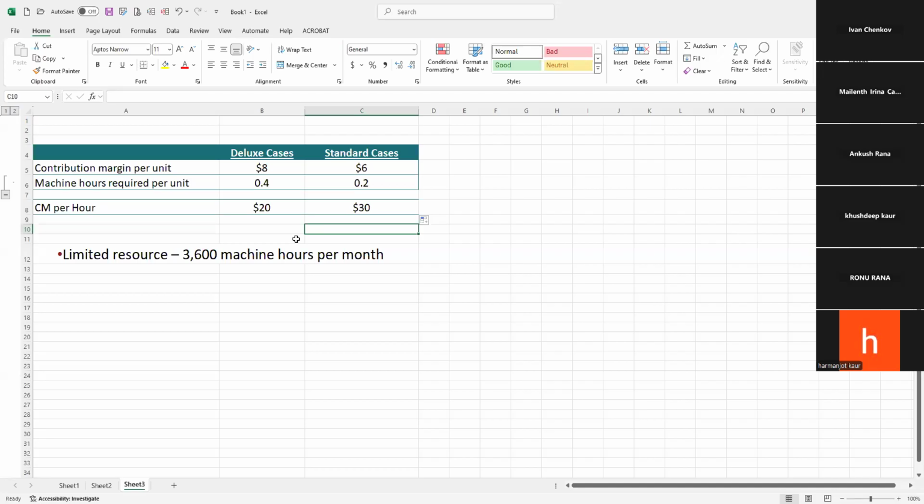Because hours is our limited resource. For every hour that we work, we can generate $30. So we should focus on the standard cases rather than the deluxe. Once we satisfy the demand on the standard case, then we can flip to the deluxe. Make sense? Yes, Professor.